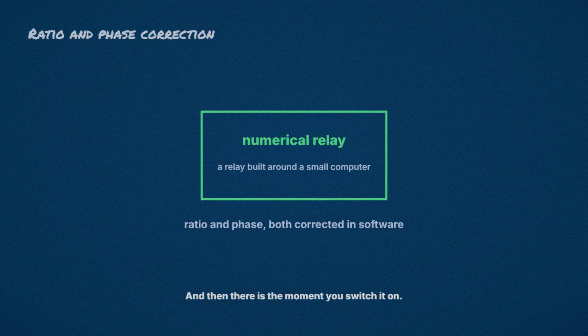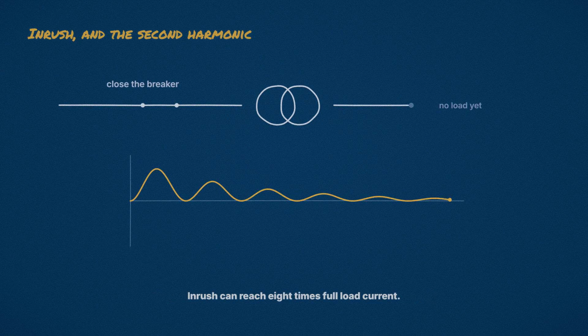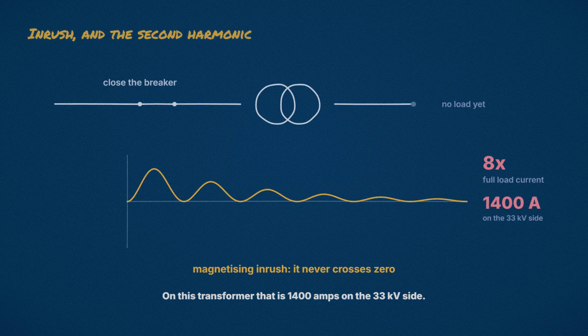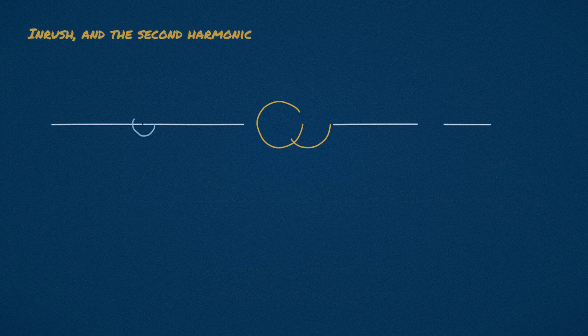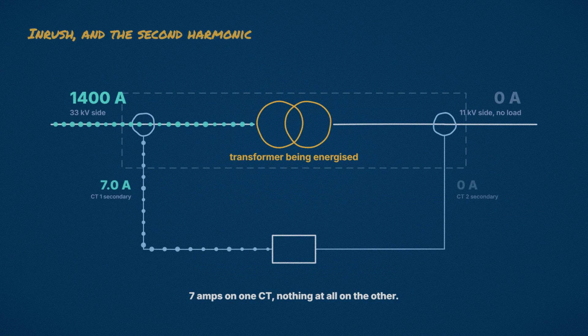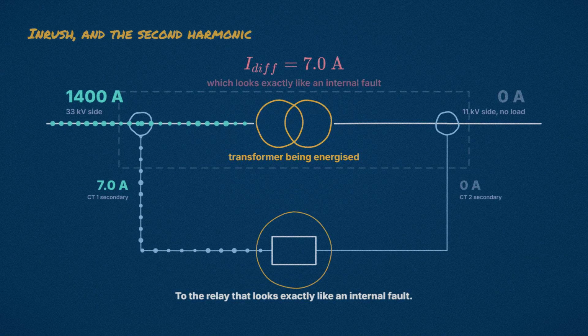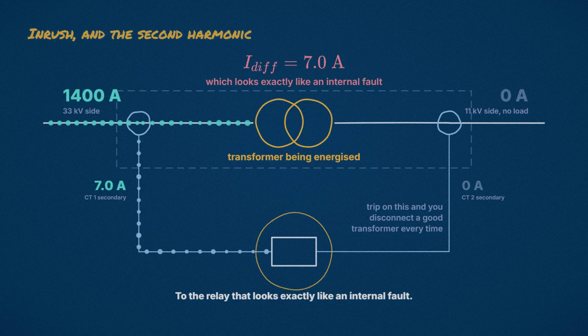And then there is the moment you switch it on. When a transformer is first switched on, it draws a large one-sided current called magnetizing inrush. It is the current that magnetizes the core, and it can reach 8 times full load current. On our transformer, that is 1400 amps on the high voltage side. That inrush flows into the high voltage winding only. Nothing comes out of the low voltage side because there is no load yet. So the high voltage current transformer sees 7 amps, and the low voltage one sees nothing at all. To the relay, that looks exactly like an internal fault. Trip on that, and you disconnect a perfectly good transformer every time you energize it.